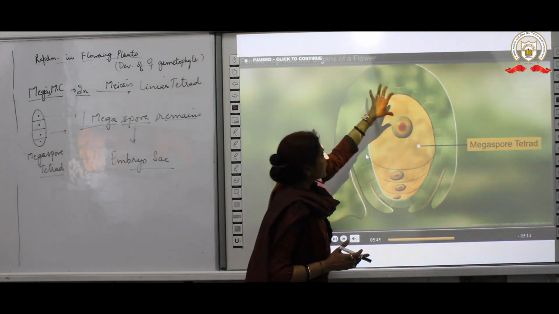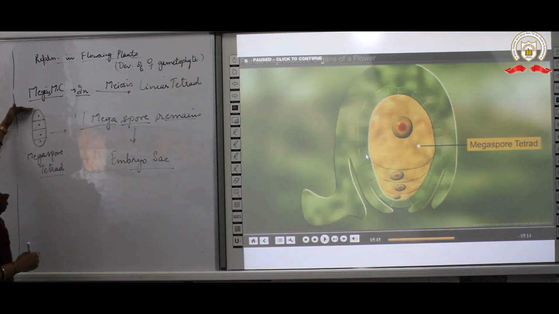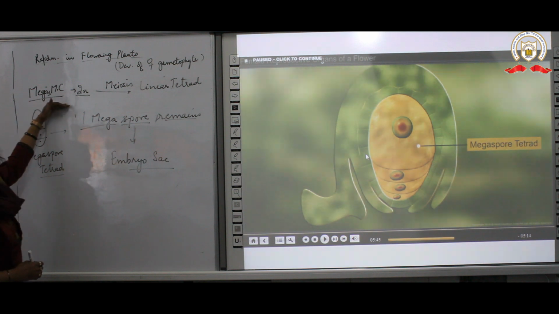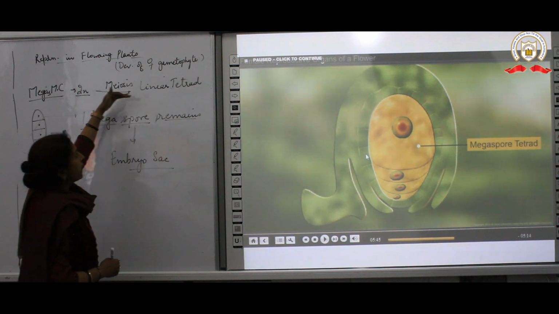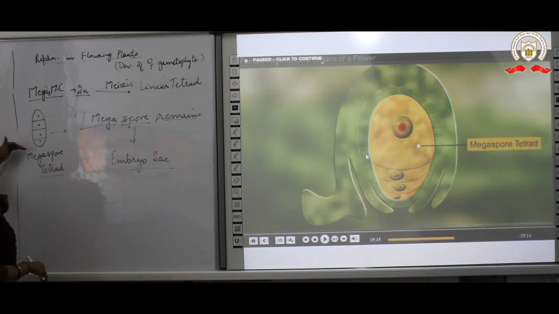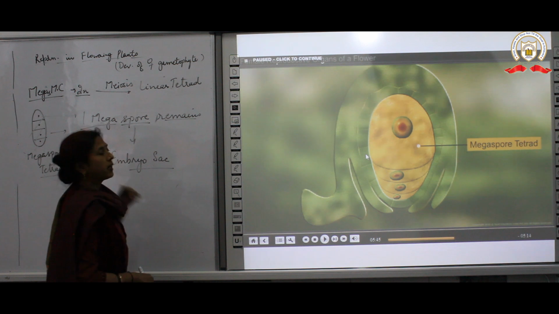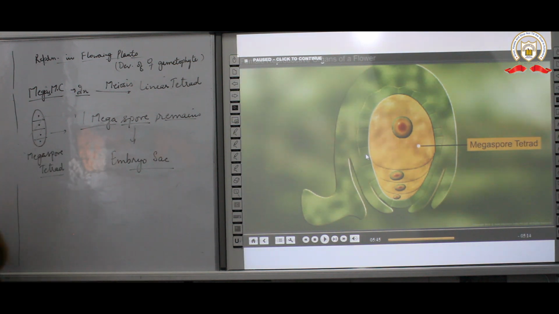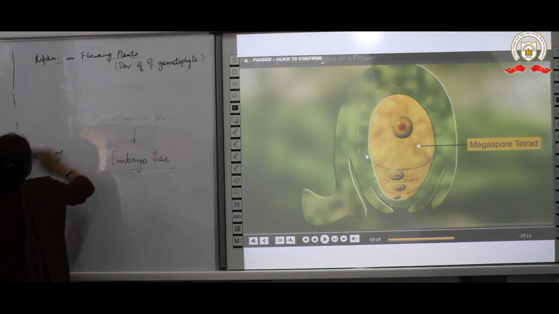There is presence of a specialized tissue called nucellus here, and from the nucellus, one of the cells differentiates to become the megaspore mother cell. This megaspore mother cell is a diploid cell. This undergoes meiosis, and in most of the plants, not all, but most of the plants, it forms a linear tetrad. In this linear tetrad, the 3 megaspores will degenerate, and one of the megaspores will develop to become an embryo sac, which is the female gametophyte. Now you see how this development occurs.